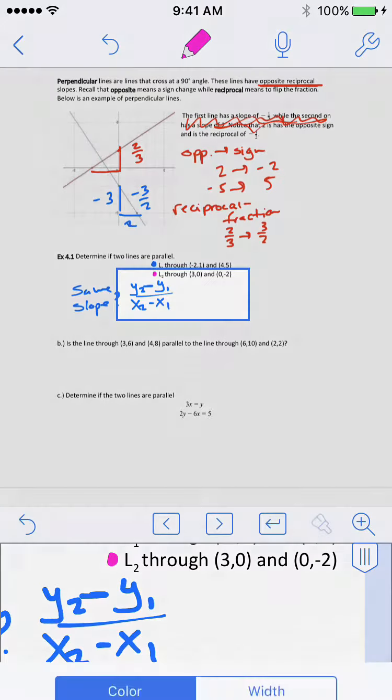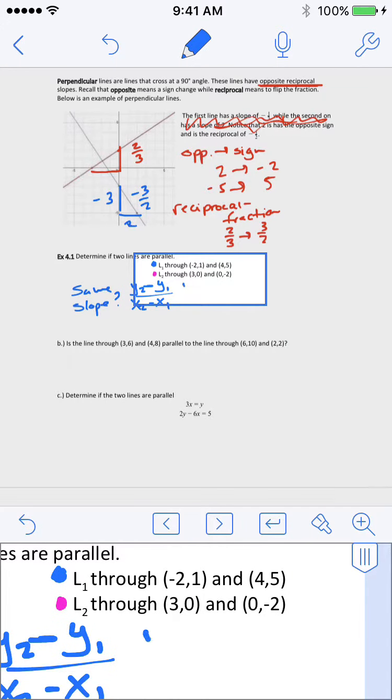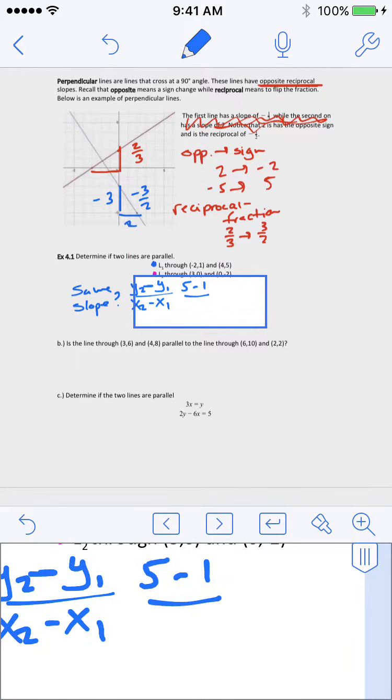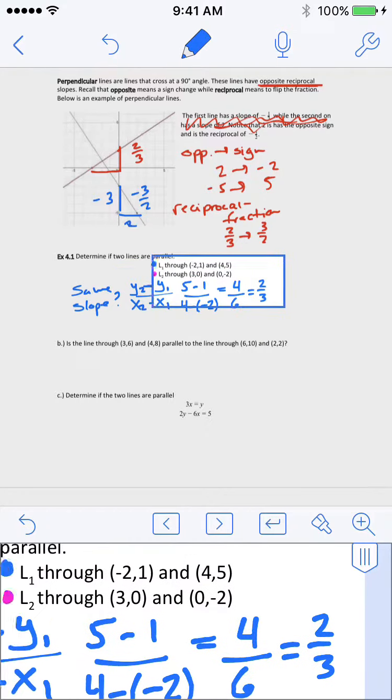Alright, so line 1 in blue. Second y, 5, minus the first y, 1, over the second x, 4, minus the first x, -2. Oops, that's a 3, not a 2. Just kidding. So 4 minus -2. We can reduce that down a little bit. We get 4 over 6, or 2/3. Awesome. Let's check the second one out now.